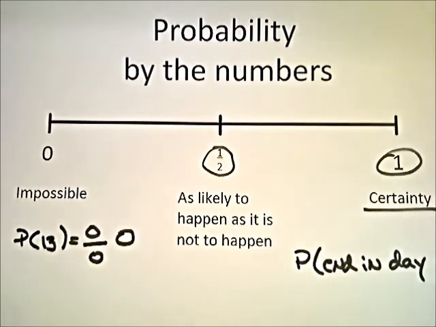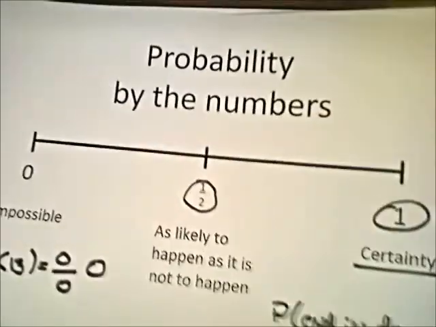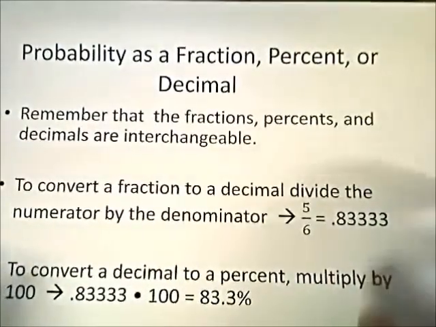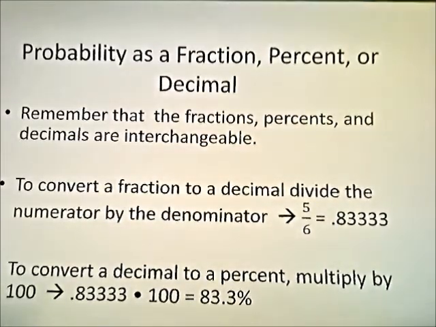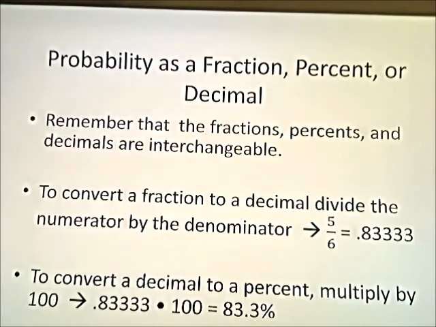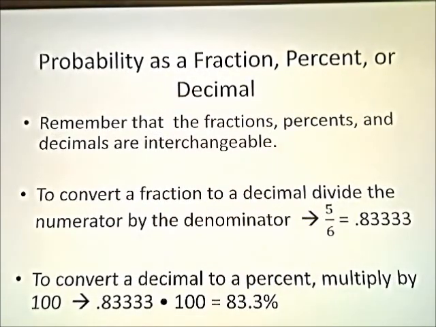Now, the next thing we're moving to is fractions, percents, or decimals as a probability. This is just a way to express our probability, just like most mathematical terms, numbers, or answers certainly can be expressed as fractions, percents, or decimals. I'm pretty sure you already know how to do this, so let's just review it. Remember that fractions, percents, and decimals are interchangeable. That means a fraction is as good as a percent, a decimal is as good as a fraction. Any one of them can be used and means the same thing.